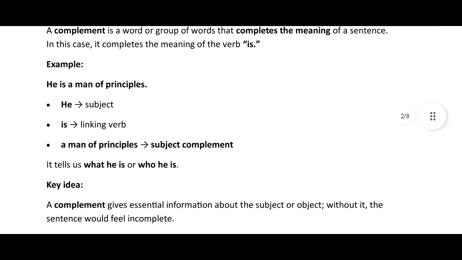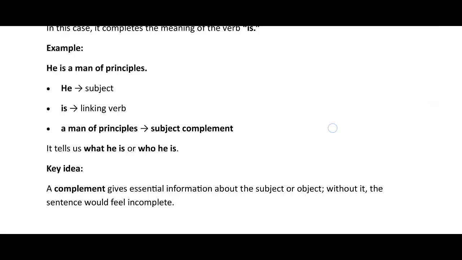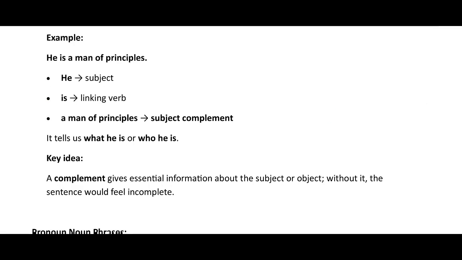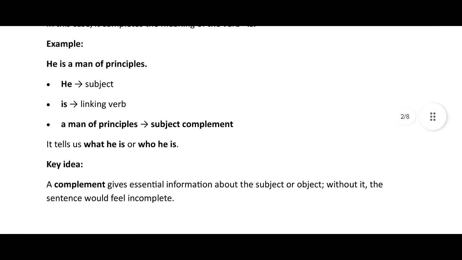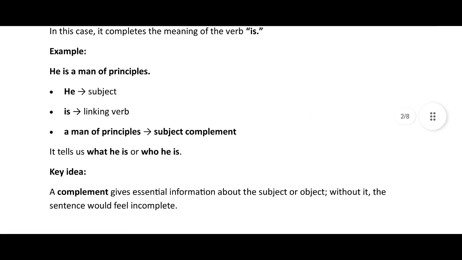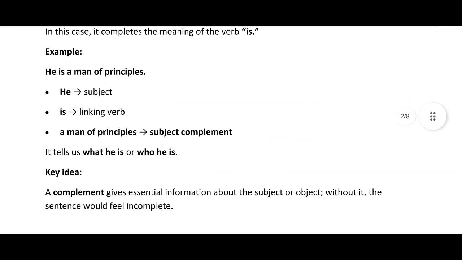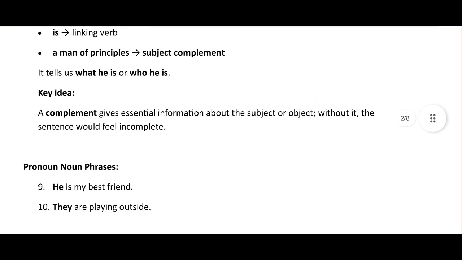Okay, so let us see some examples. He is a man of principles. Again, he here is the subject, is is the linking verb, and a man of principles is the subject complement. So without this complement, a man of principles, this sentence cannot be completed. So the complement is a word or a group of words that is used to complete a sentence.